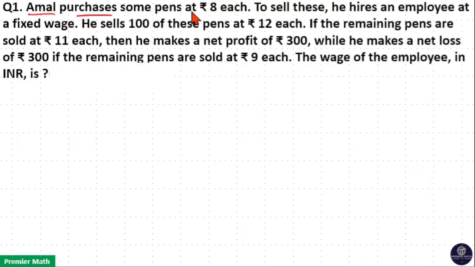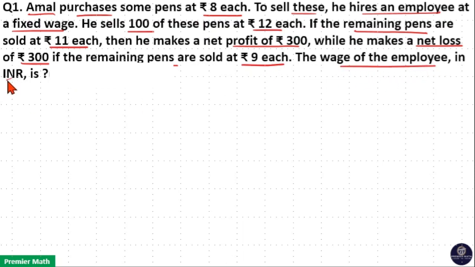Amal purchases some pens at rupees 8 each. To sell these, he hires an employee at a fixed wage. He sells 100 of these pens at rupees 12 each. If the remaining pens are sold at rupees 11 each, then he makes a net profit of rupees 300, while he makes a net loss of rupees 300 if the remaining pens are sold at rupees 9 each. The wage of the employee in rupees is.